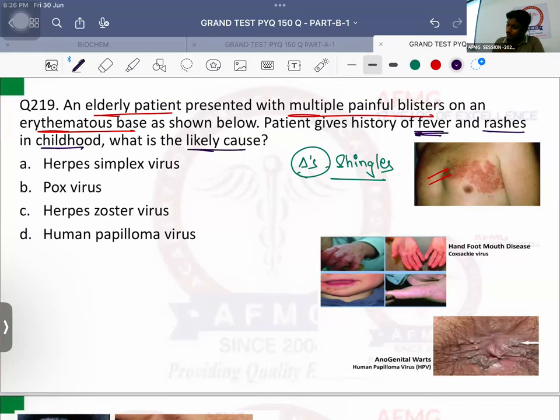So, in the history this child gave of fever and rashes, that was actually chicken pox he developed. And during chicken pox, he was not treated adequately. Therefore, this herpes zoster virus remained in an inactive or dormant state. Where? That was a question. Dorsal root ganglion. And when the patient became immunocompromised, that means when he became elderly, there was reactivation of this herpes zoster virus, which is causing these painful blisters. Okay? So, that is a case of herpes zoster virus.